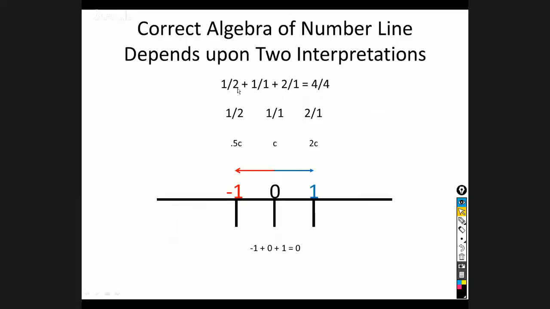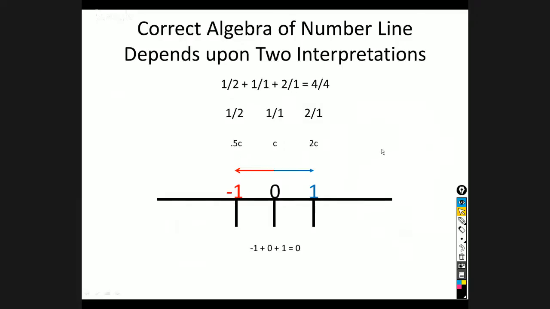And we see that we could add these three together, and what we get is a total of 4 units in the numerator and 4 units in the denominator. Well, if we add these two, we get -1 and a +0 and a +1. That's going to give us 0. So we get totally different results. And yet they're the same number system. See, so we need to understand that there's two interpretations that we need to recognize here.